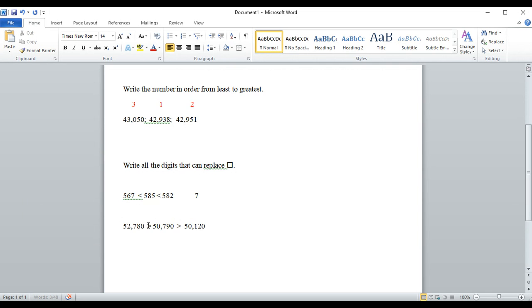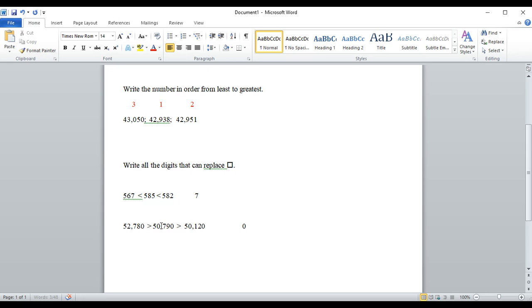So I'm going to put a 0 in there and ask ourselves this question. 52,780 is greater than 50,790. That's true. 52 is greater than 50. So I can go over here to my little answer spot and I can put a 0. A 0 fits in there. And now I have to ask myself, oh, you know what? I didn't check the second part. I got to check the second part. Is it true that 50,790 is greater than 50,120? That is also true. So I can put my 0 over there.